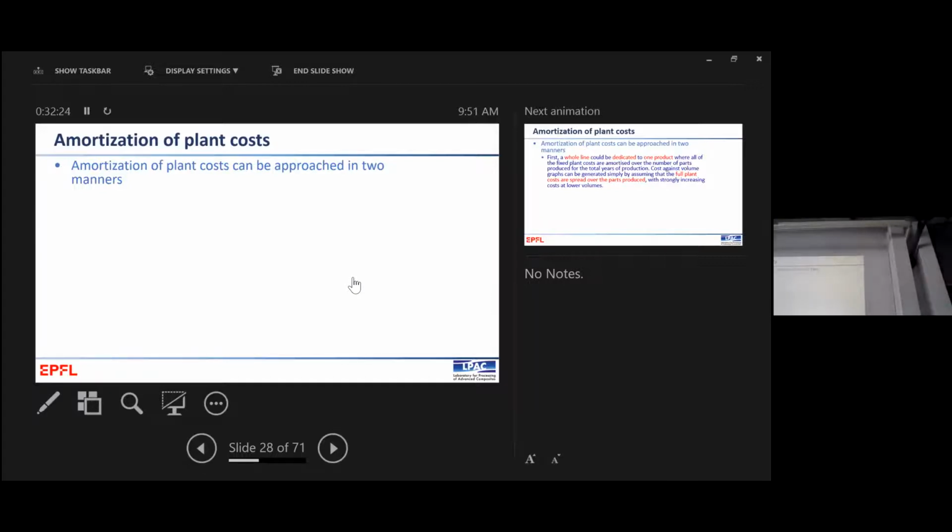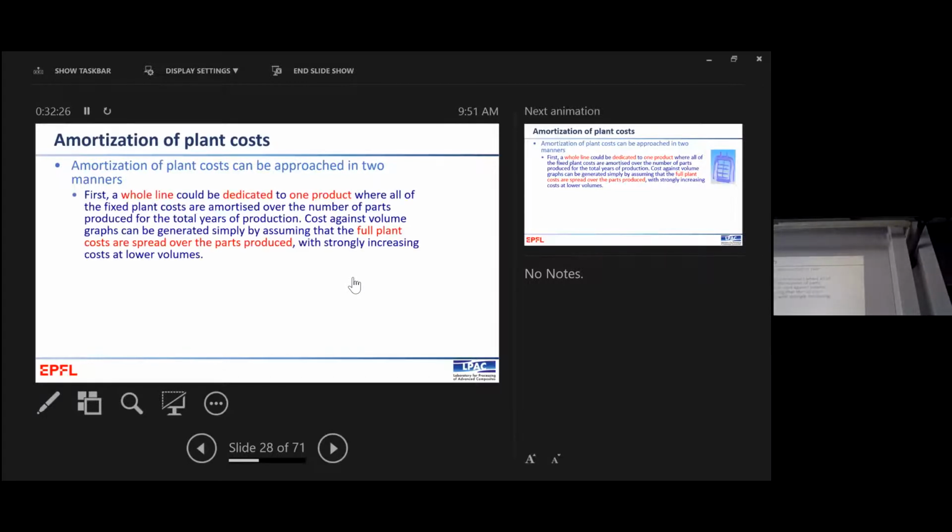We've been talking about plants. There are 2 ways to amortize plant costs. The first is to say we can only make seats on our production line, so we have to pay for all those molding machines just to make seats. We say that the equipment is dedicated to one product, so we have to amortize it only over the volume it's made for and the number of years it's made for. This is typical for new technology because you don't have another customer.